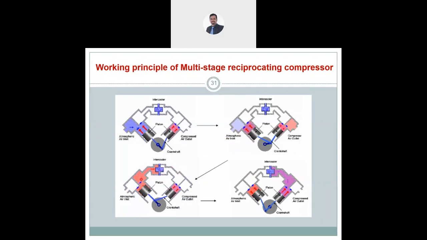So tengok dekat sini merah. Okay, I'm showing that the air is out. Then once it passes through the intercooler, the temperature is dropped, then it compresses again. So that's how it can generate higher compression, higher pressure, but reasonable temperature. Okay, so this is the working principle of the multi-stage reciprocating compressor, or the piston compressor.